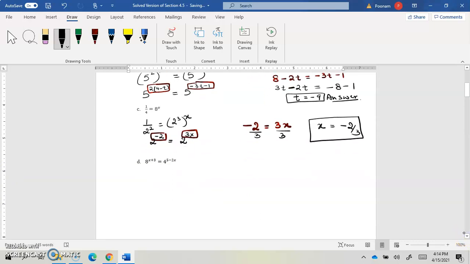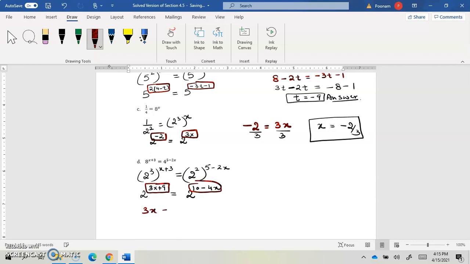Part D. 8 raised to power x plus 3 is equal to 4 raised to power 5 minus 2x. The two sides look similar, but they don't have the same base. But I think 8 can be written as 2 to the power 3, raised to the power x plus 3. 4 can be written as 2 to the power 2, raised to the power 5 minus 2x. Power of powers multiply, so that is 2 raised to power 3x plus 9 and 2 raised to power 10 minus 4x. The bases are the same, so the equivalence property applies. This expression would be equal to this expression.